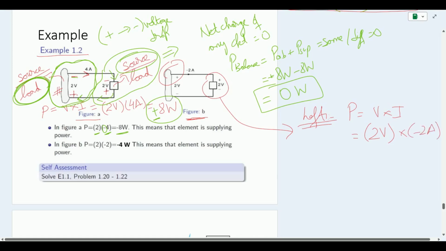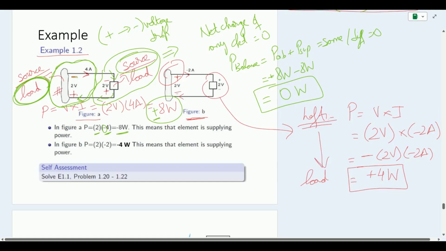What about the passive sign convention? So we can see that the current is leaving the positive terminal, which means it entered the negative, which is a voltage rise. So it is going to be a negative 2 volts multiplied by minus 2 amps. So it is going to be plus 4 watts. So this means that the left side is acting as a load.